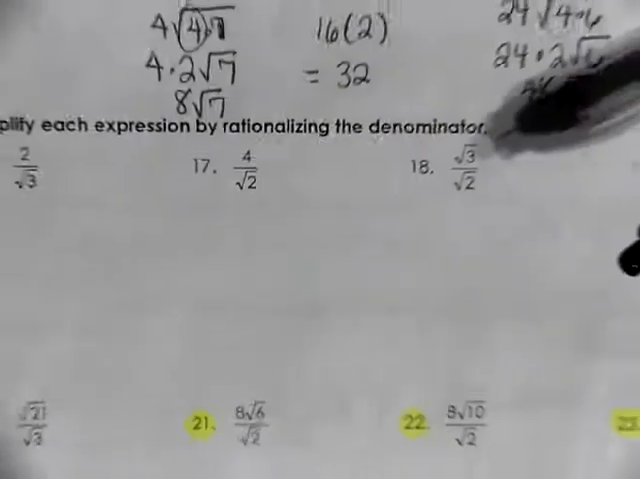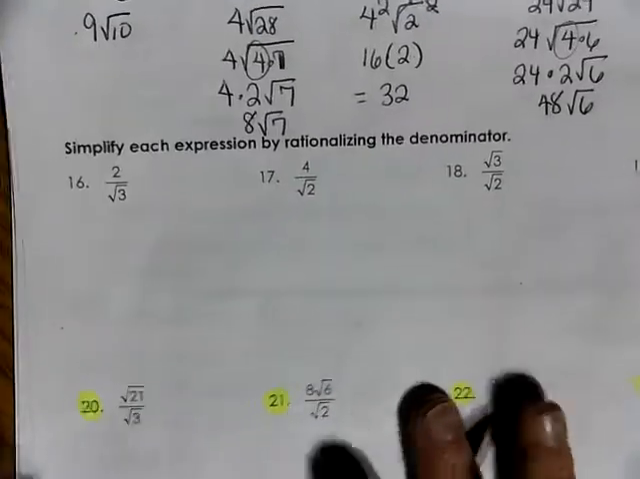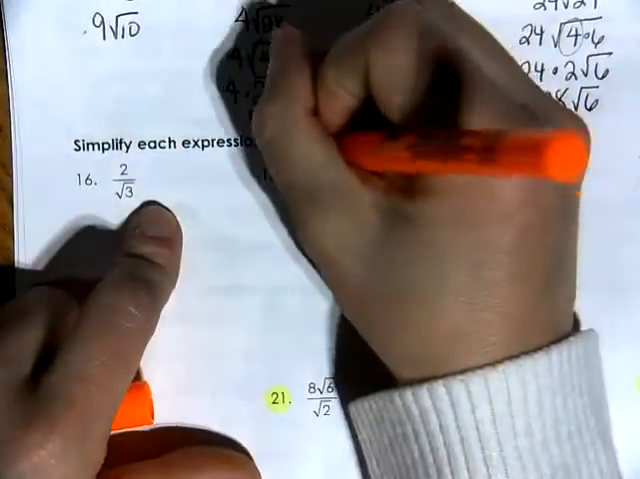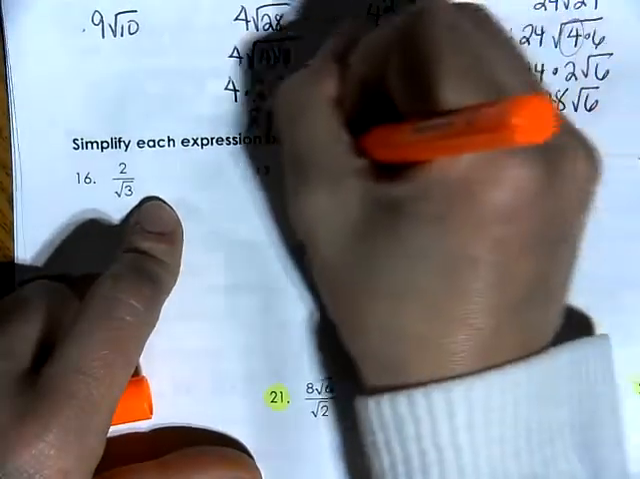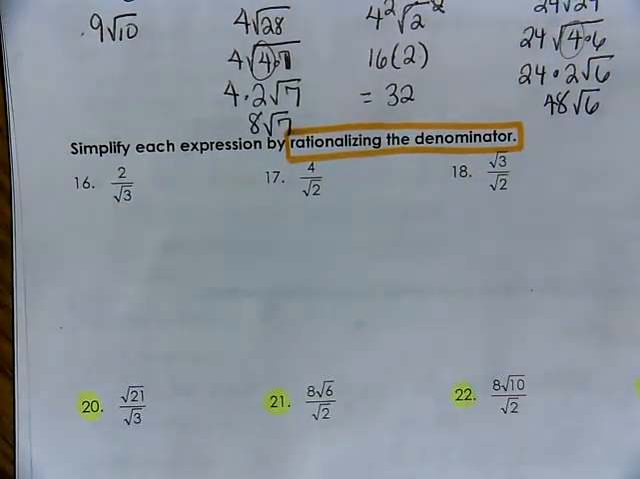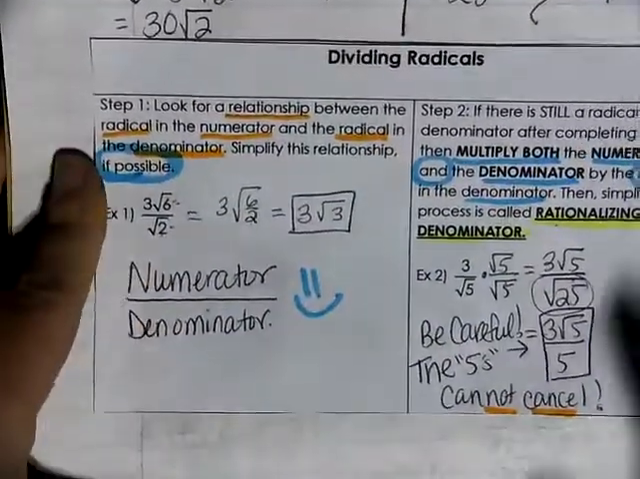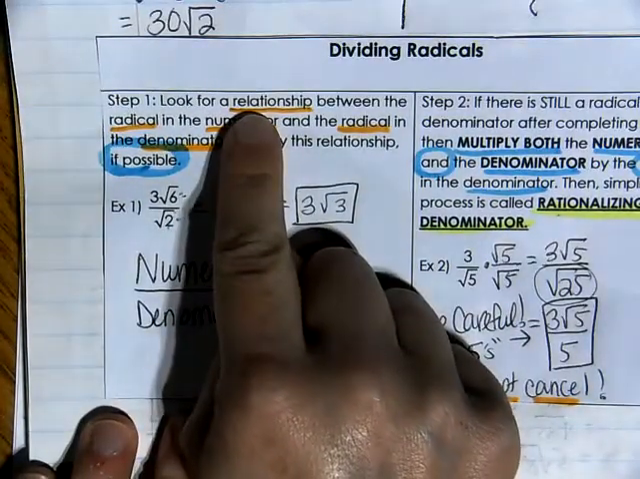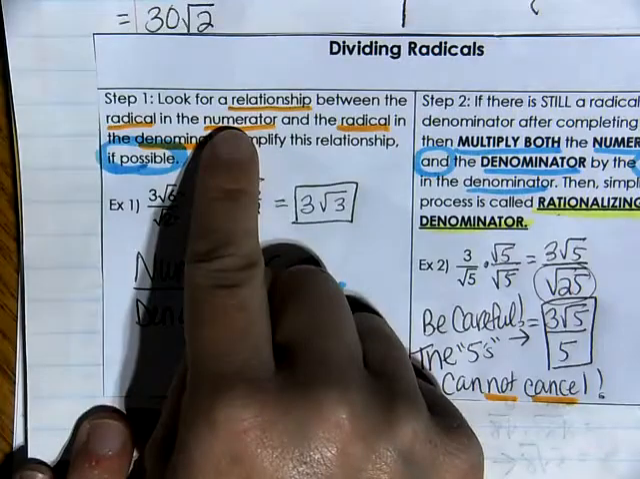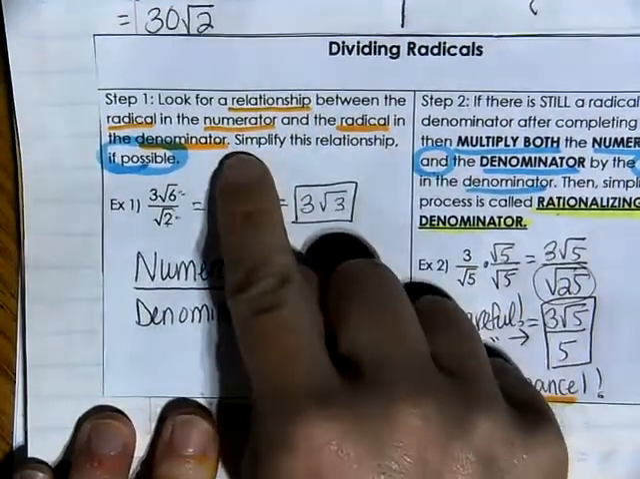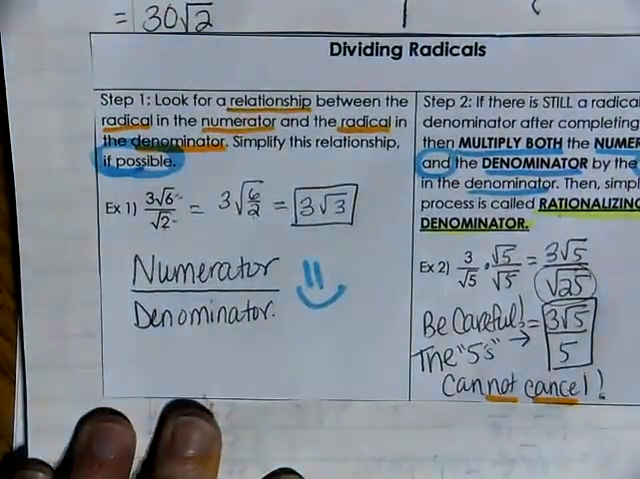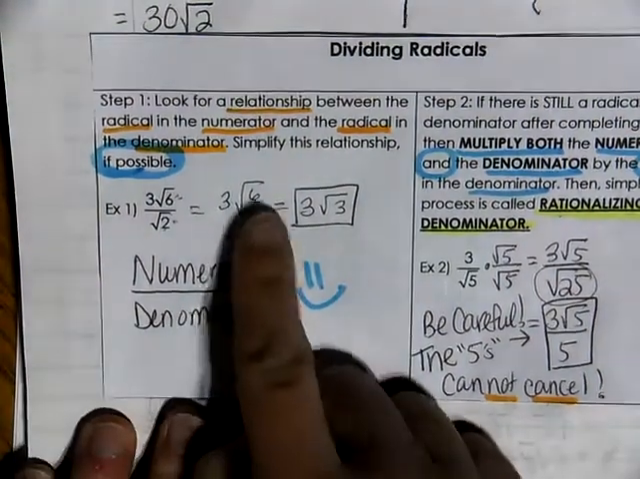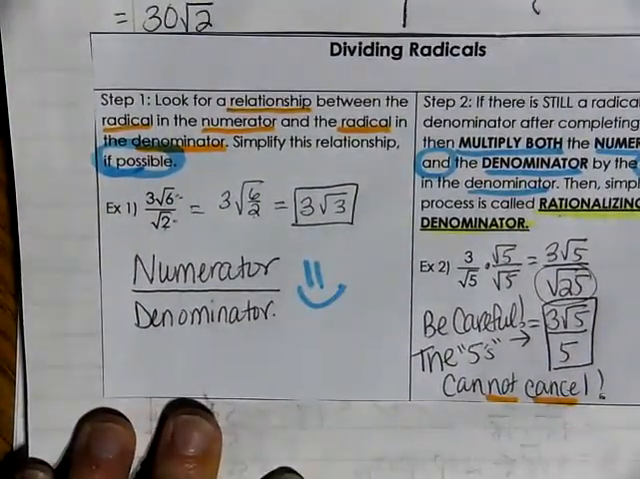All right, finally, let's go ahead and practice simplifying each expression by rationalizing the denominator. Now remember that rationalizing the denominator means that we need to eliminate the root or the radical that's in the denominator. You can't have a root in your bottom. So the way to get rid of it is you want to look for a relationship between the radical in the numerator and the radical in the denominator. Does a relationship exist? If it does exist, simplify just like we did in this step.